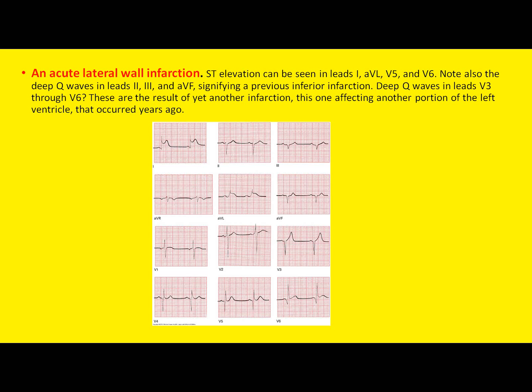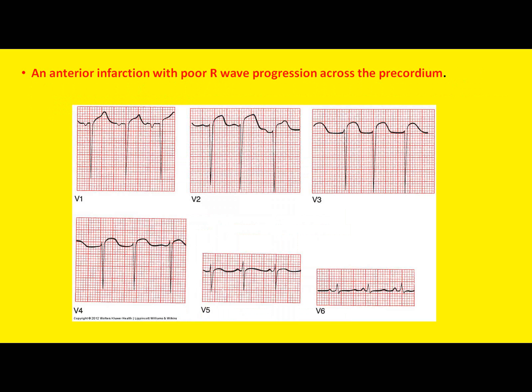And then look at V3, are there any T waves here too? And 5 and 6 have some Q waves. So that means here already damage has happened.